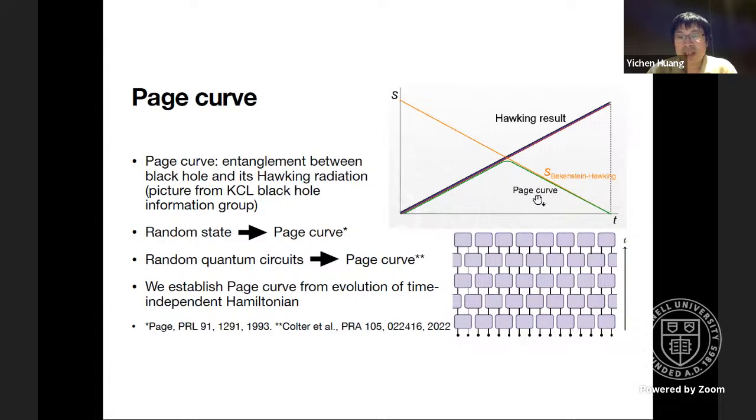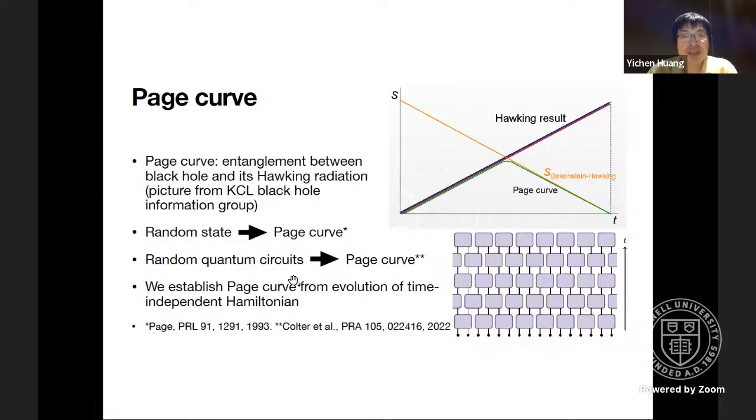So that we have the Page curve. And originally, we call it the Page curve because it appears in a paper by Page, and he shows that if we have a random state, then the entanglement entropy is almost maximal, and we observe this particular curve.